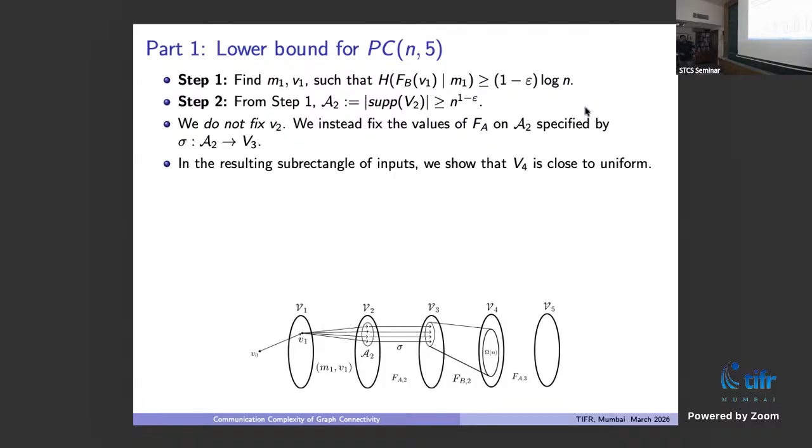And we'll show that in this resulting subrectangle of inputs, V4 is close to uniform. Okay. We'll see why this is. And the key point is to show that most of these assignments that we can fix are going to be good.